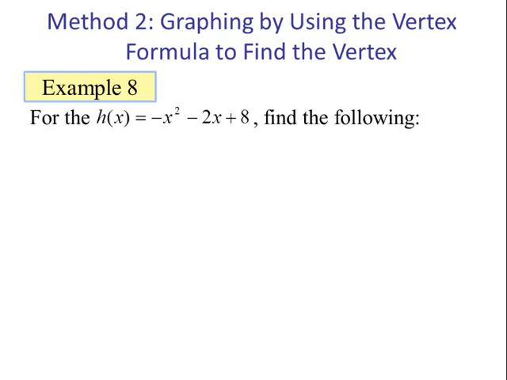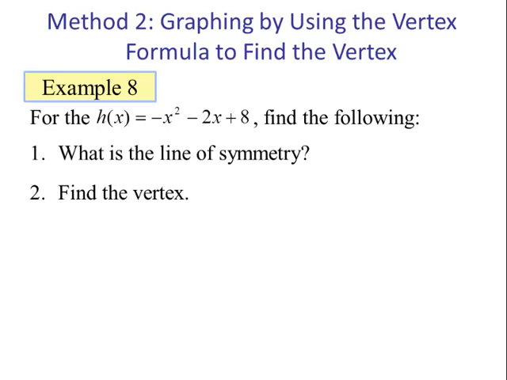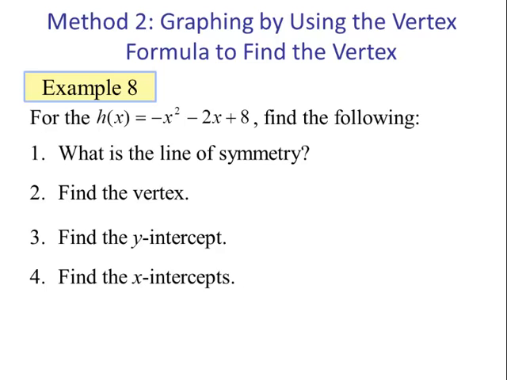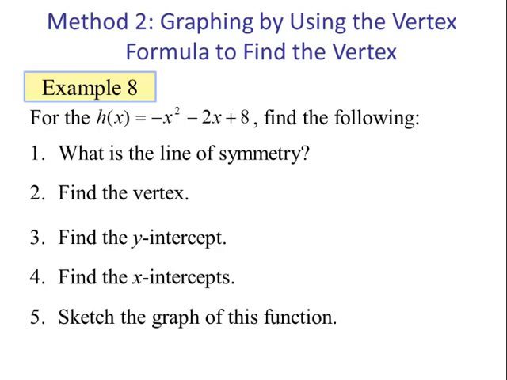Example 8. For h of x equals negative x squared minus 2x plus 8, find the following. Number 1, what is the line of symmetry? Number 2, find the vertex. Number 3, find the y-intercept. Number 4, find the x-intercepts. And finally, number 5, sketch the graph of this function.